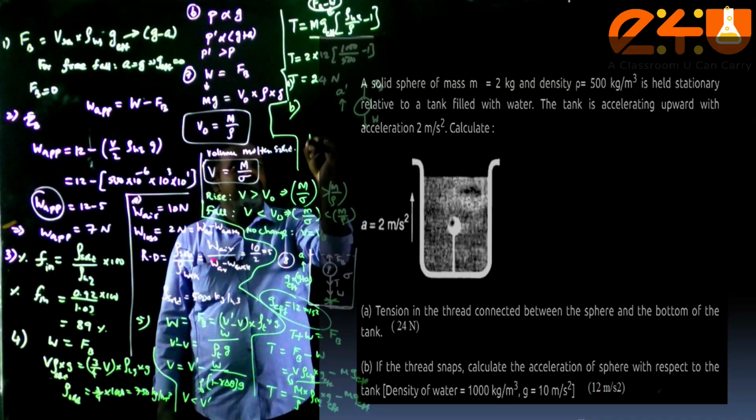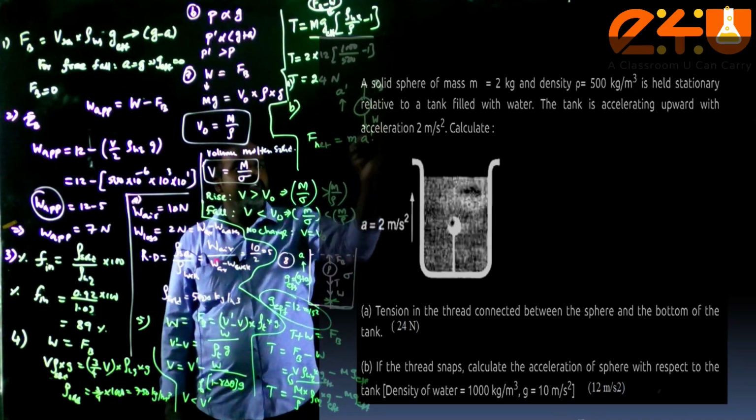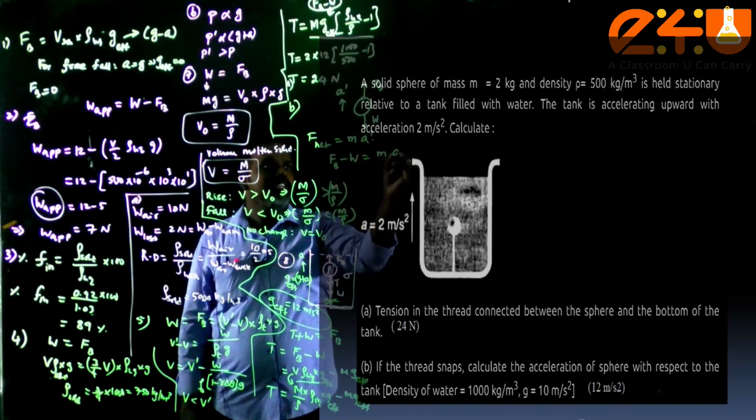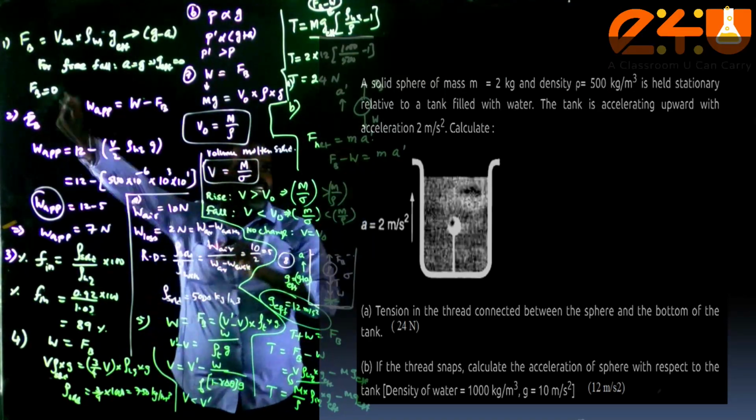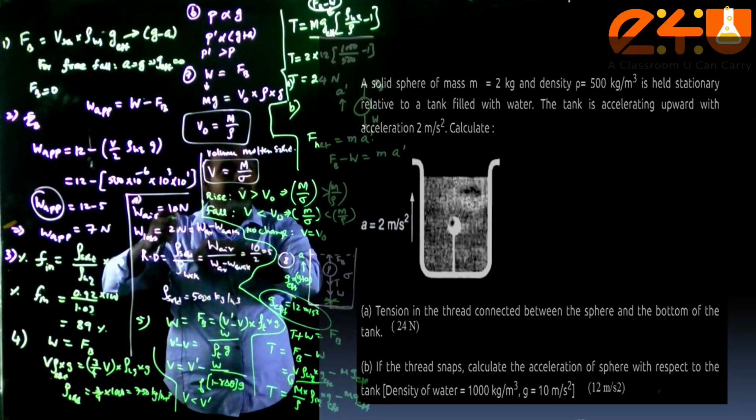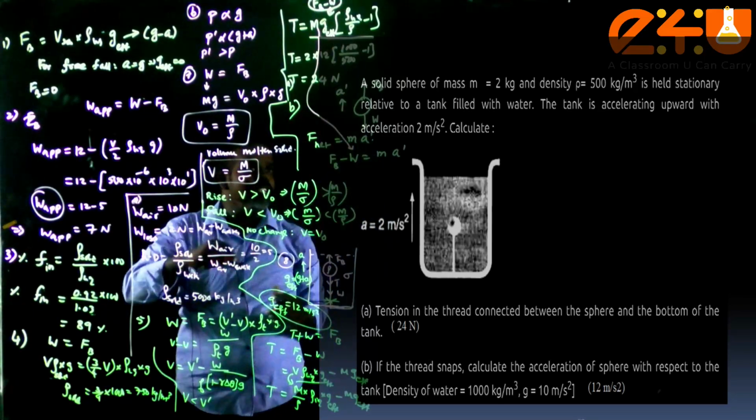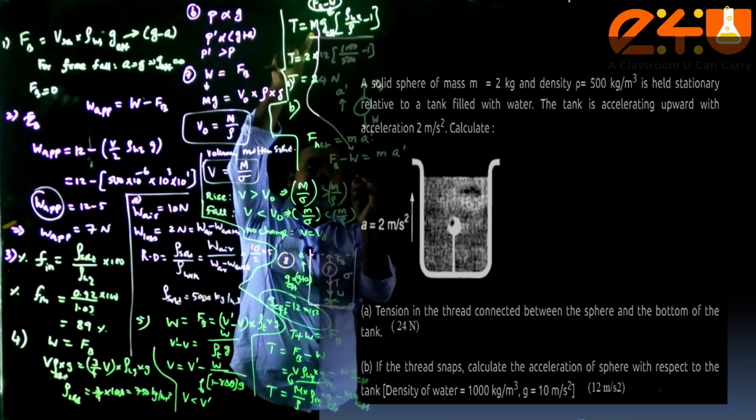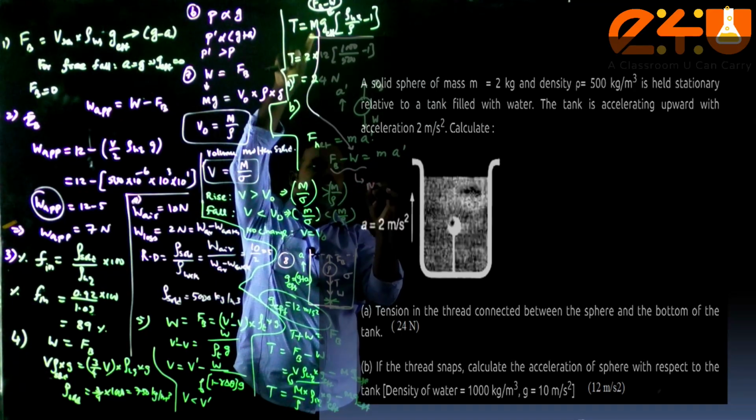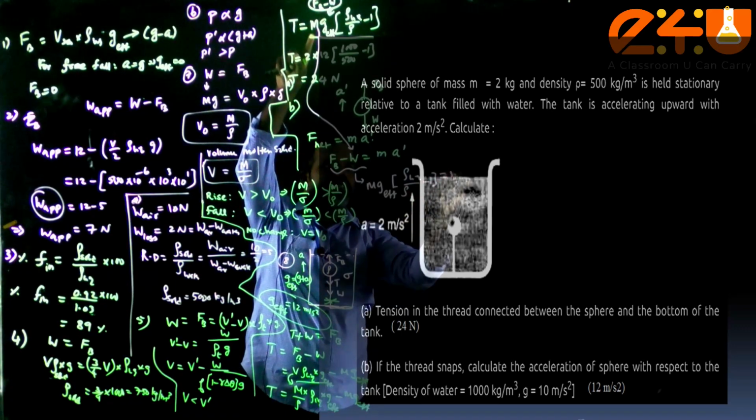Now by Newton's second law, F net is equal to M into A dash. F net is F_B minus W. Therefore F_B minus W equals M into A dash. The value of F_B minus W is already found, so I can directly substitute the result from the earlier step. Therefore m g effective into (rho liquid by rho solid minus 1) is equal to m into A dash.